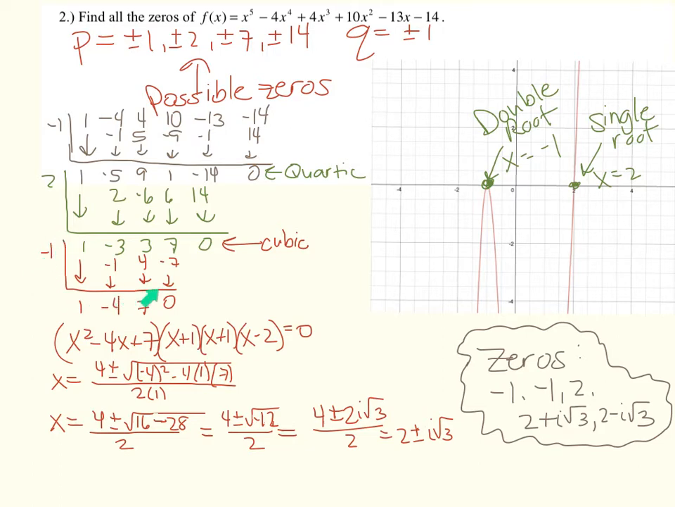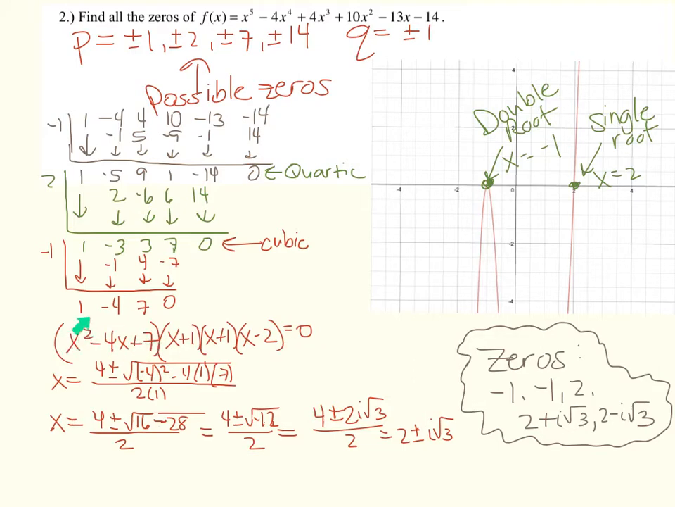I build my synthetic right off the last one. Again, you don't need this column, so it gets shorter. Bring your leading coefficient down. Multiply, add these together, multiply, add these together, multiply, add these together. You see, yep, it worked. It is a 0. There's not any remainder. Here's my constant, my linear, and my quadratic. So now I know the full factorization.